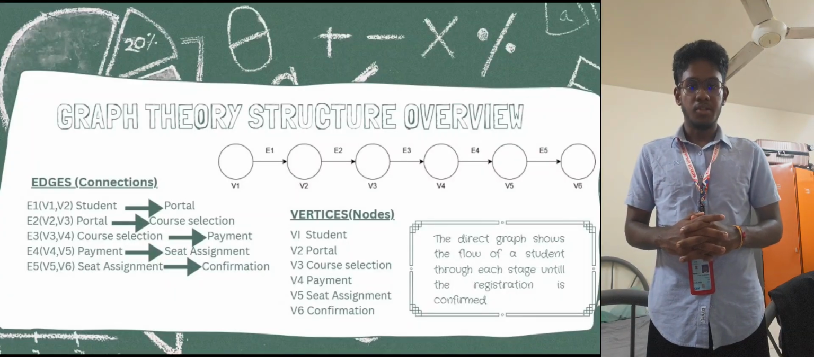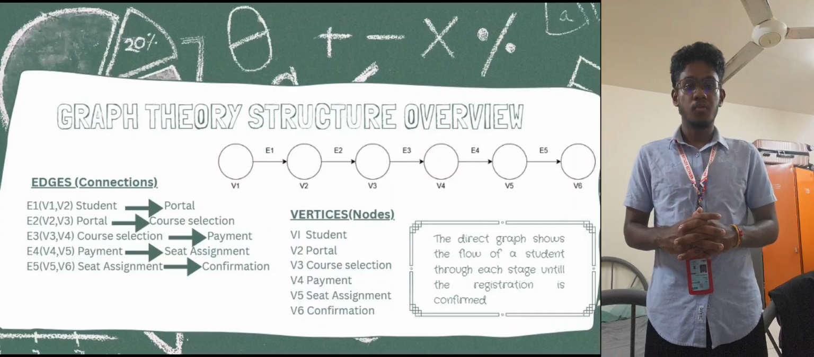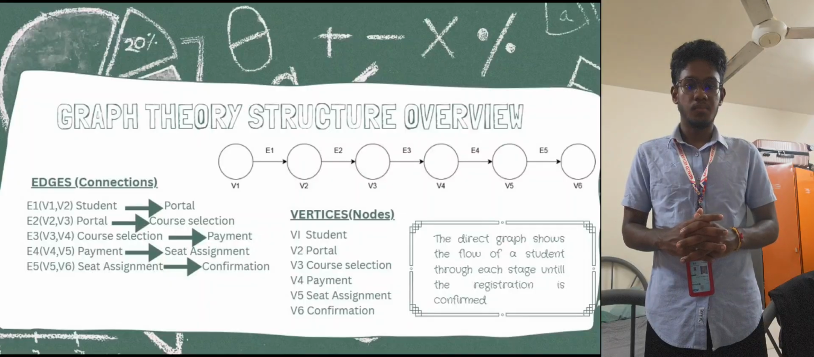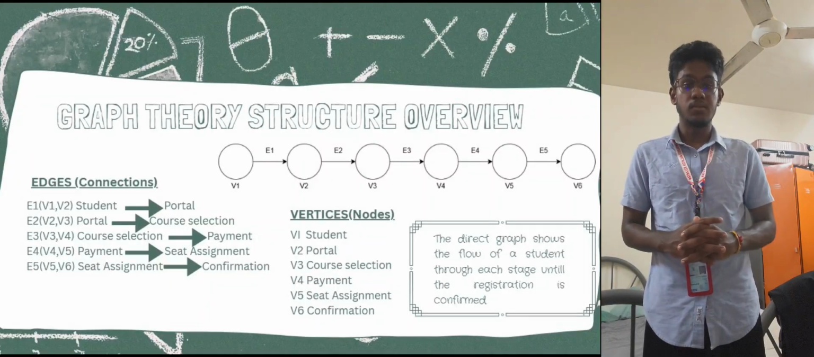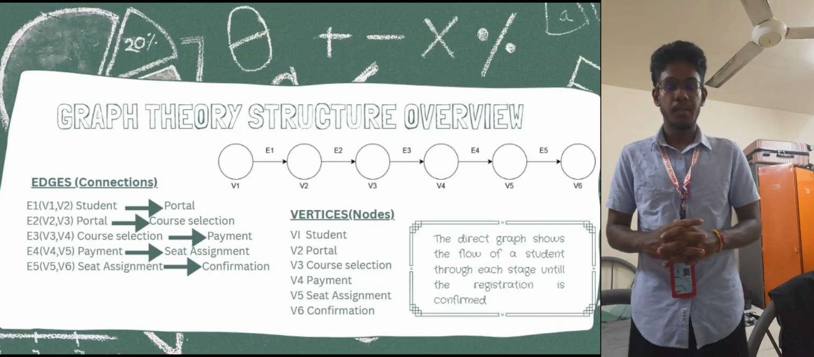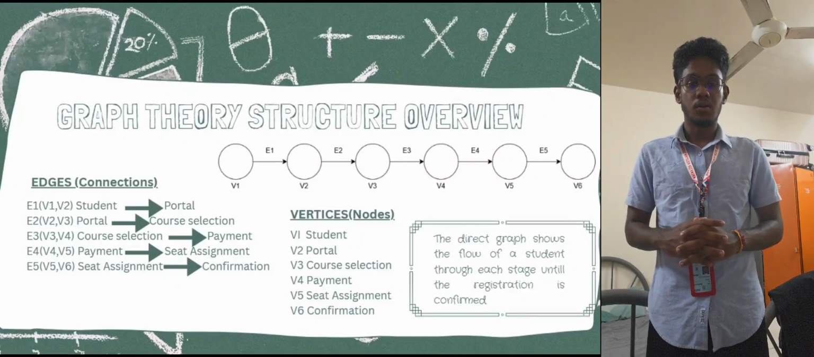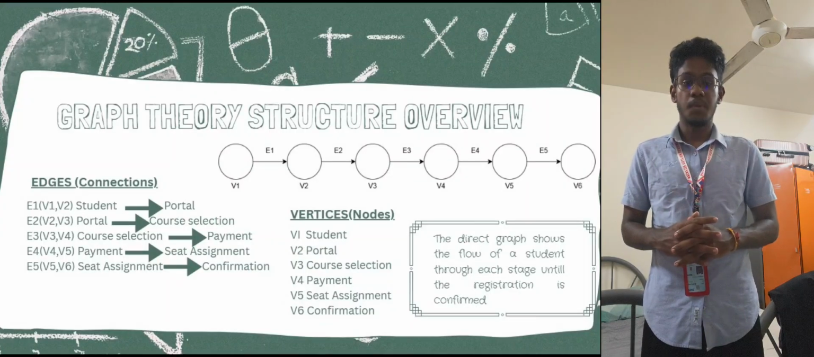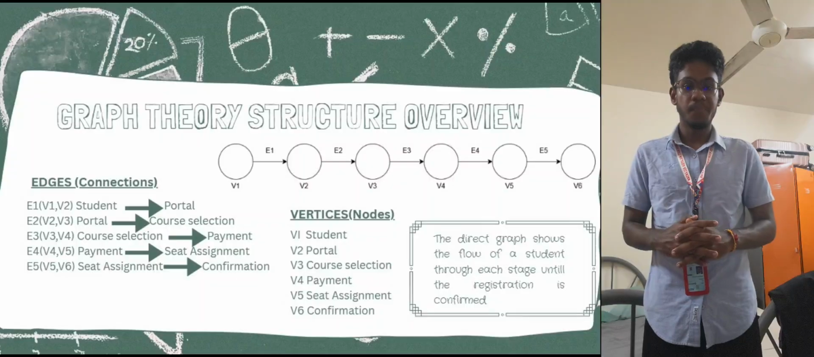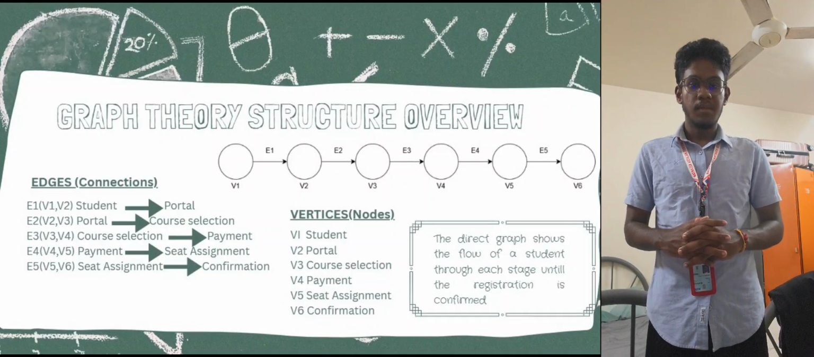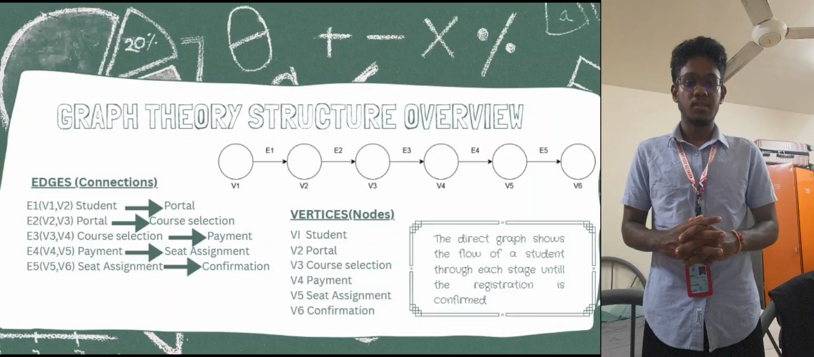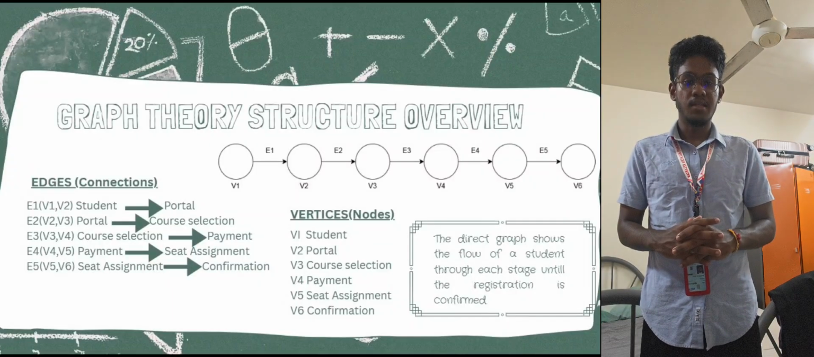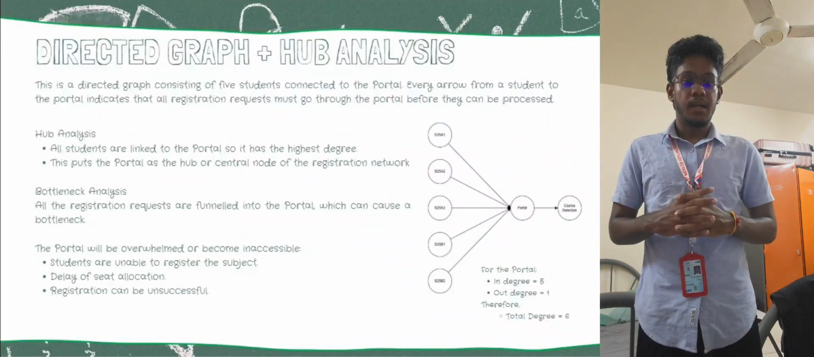Edges, which are connections. The arrow shows the movement from one stage to the next. E1, V1 to V2: the student accesses the registration portal. E2, V2 to V3: the portal allows the student to select a course. E3, V3 to V4: after choosing a course, the student proceeds to payment. E4, V4 to V5: once payment is successful, the system assigns a seat. E5, V5 to V6: the registration is completed and a confirmation is issued. There are 5 directed edges in total. Directed graph and hub analysis.